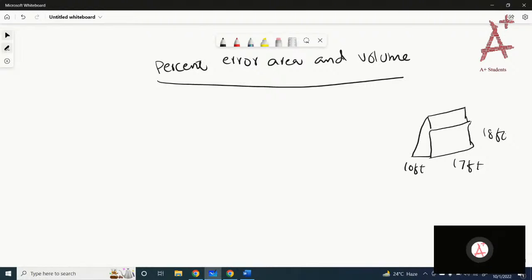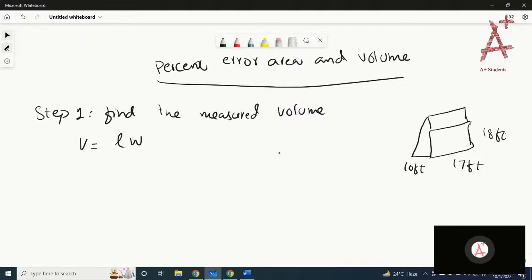The first one is we have to find the measured volume. Step one is find the measured volume. Just multiply all the values with the formula as it is. V equals length times width times height. So the length is 10 times 17 times 18. When you multiply all the values, you get 3060.